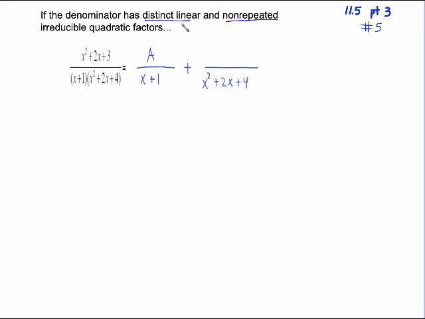Distinct linear is something like x plus 1. It is a linear factor because the degree of that polynomial is 1. That makes it a linear factor. This is a non-repeated, irreducible quadratic factor.